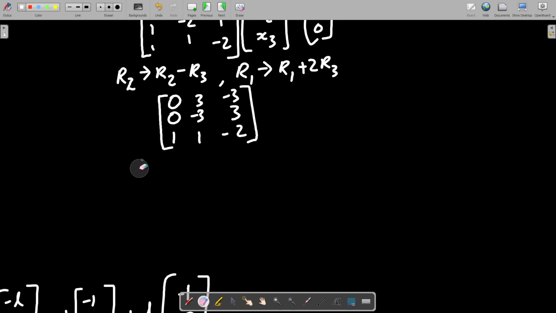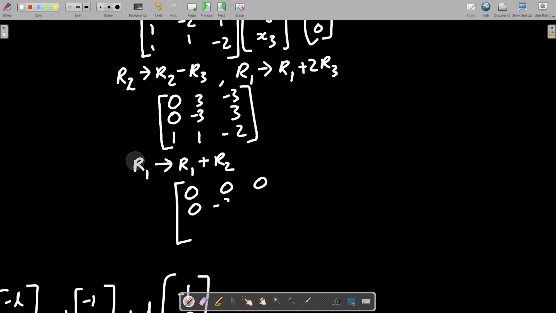Okay. Further, what operations I'll perform are, I'll kill R1. So R1 will be changed to R1 plus R2. So that will leave me with 0, 0, 0, 0 minus 3, 3, 1, 1 minus 2.